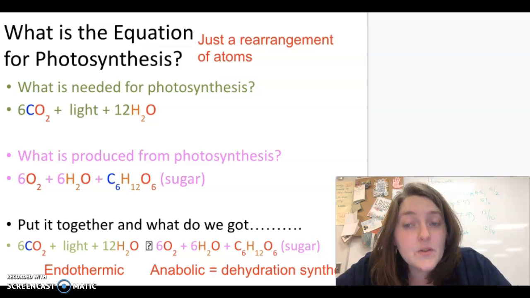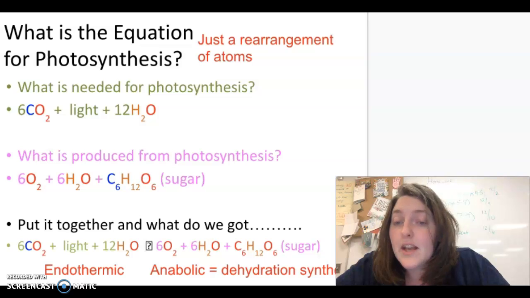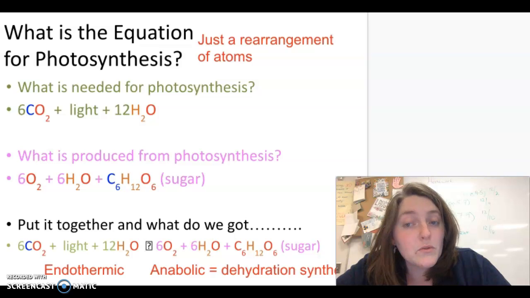This is an endothermic reaction because it stores energy. This is anabolic because it builds. And this is dehydration synthesis because to build the sugar you have to remove water.